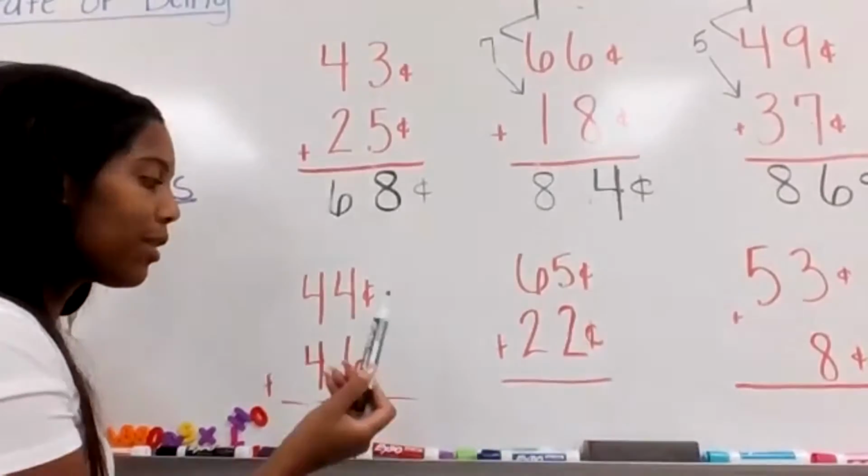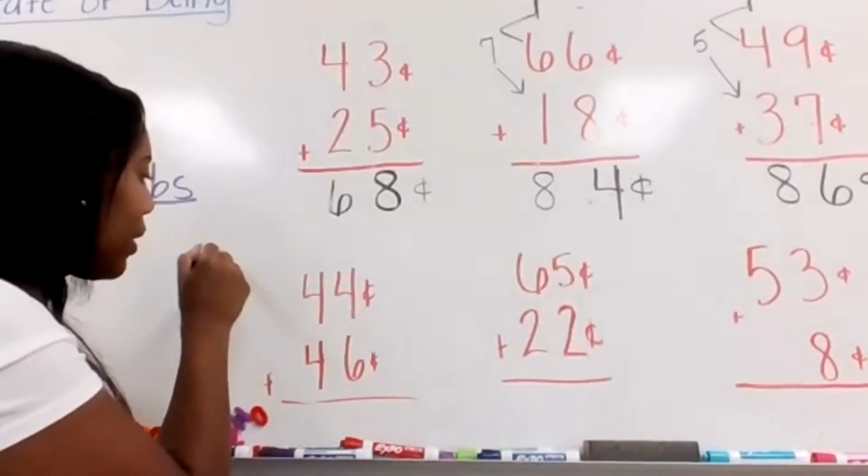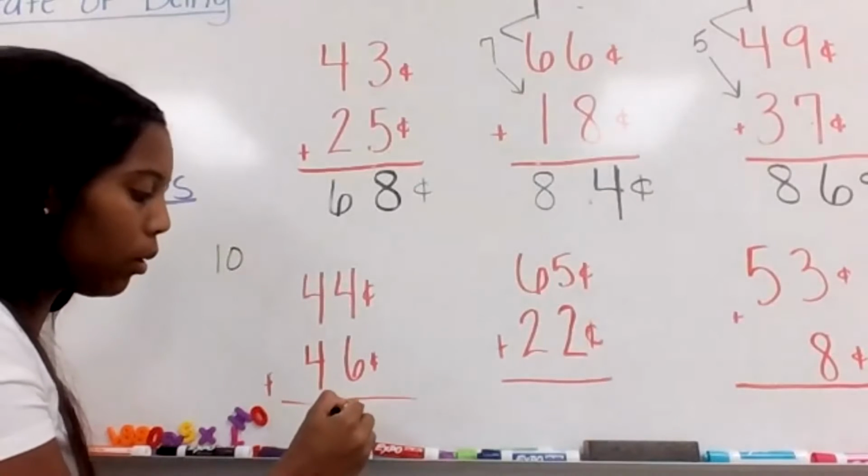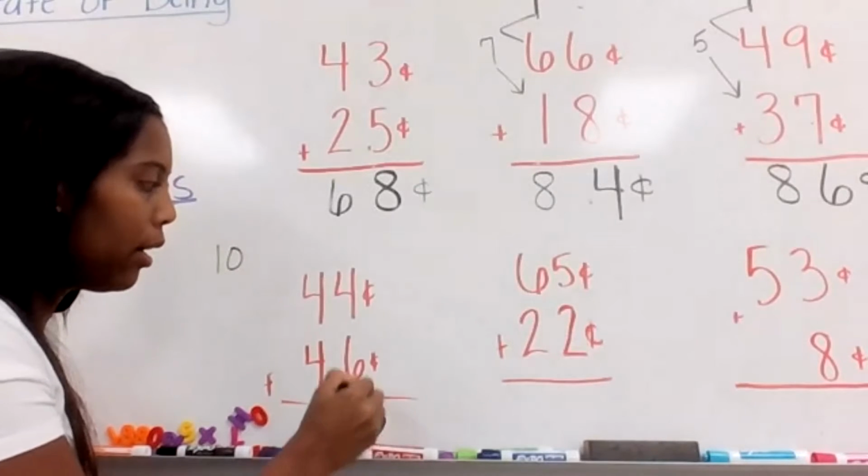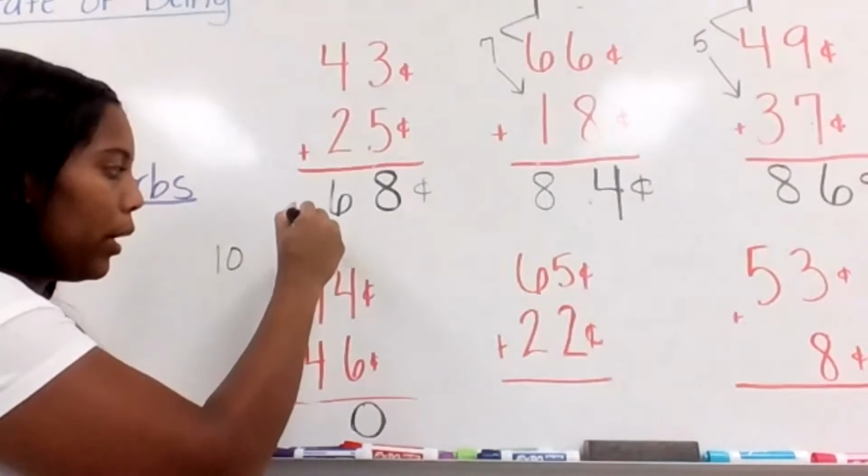4 plus 6 equals 10. When I think of the number 10, I have 1 and 0. 0 is in the ones place, so I'll put the 0 down here. Then I'll put my 1 up here.